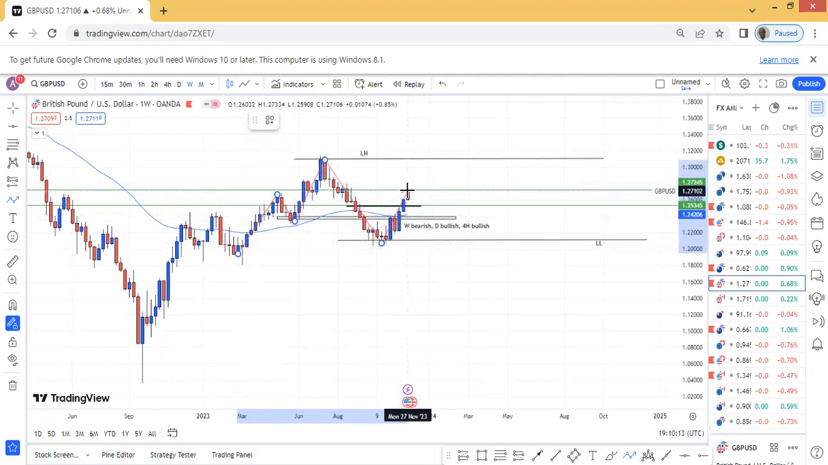Could this also be a potential head and shoulders that is being formed? We don't know yet, but let's wait to see how it's going to play out.